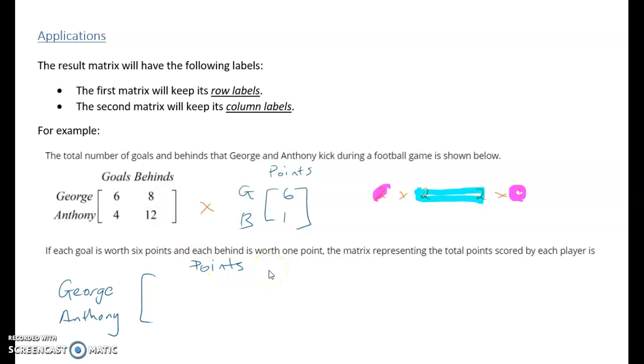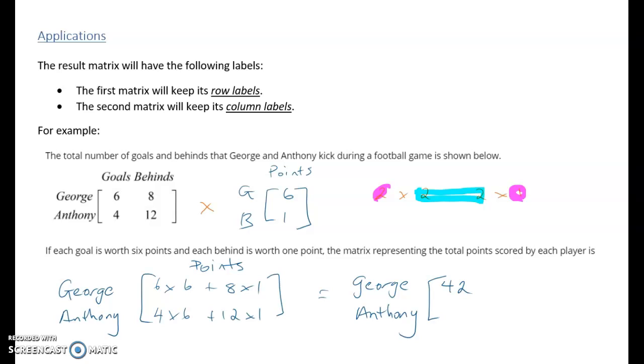So when I work it out, George kicked 6 goals, so that's 6 times 6, plus 8 behinds, so that's 8 times 1. Anthony kicked 4 goals, so it's 4 times 6, plus 12 behinds, which is 12 times 1. So the final answer is going to be George, Anthony, and George got 6 times 6 is 36, plus 8 times 1 is 8, so that's 44. Anthony got 24, 4 times 6 plus 12 is 36. Okay, that's the points that each player earned.